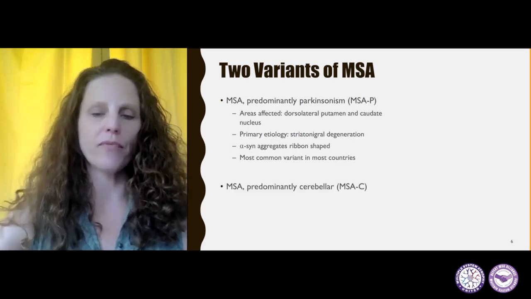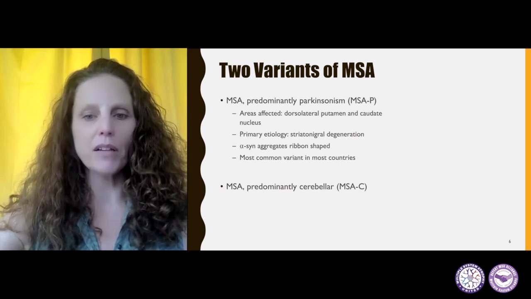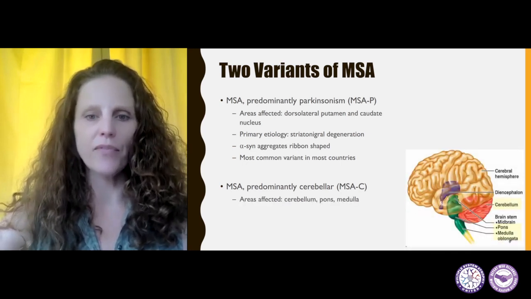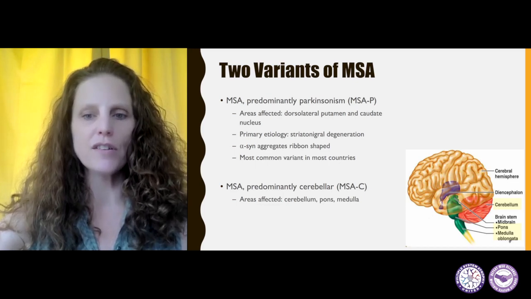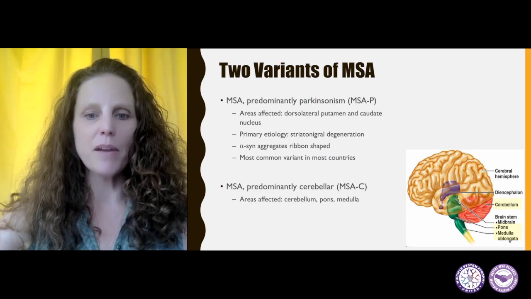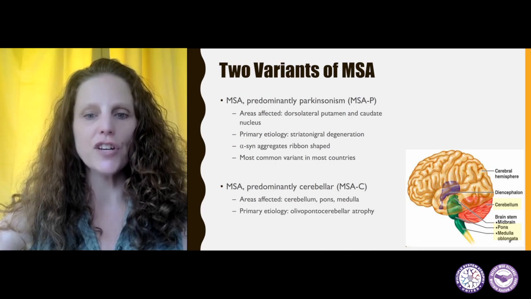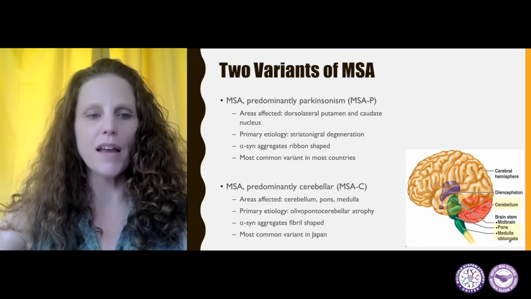In MSA predominantly cerebellar or MSA-C, the areas of the brain affected are the cerebellum, specifically the Purkinje cells, the vermis and the dentate nucleus, the pons, specifically the pontine basis, and the medulla, the inferior olivary nucleus. The primary etiology is olivopontocerebellar atrophy. In the case of MSA-C, alpha-synuclein aggregates have been seen to be more fibril-shaped, and MSA-C is the most common variant in Japan.